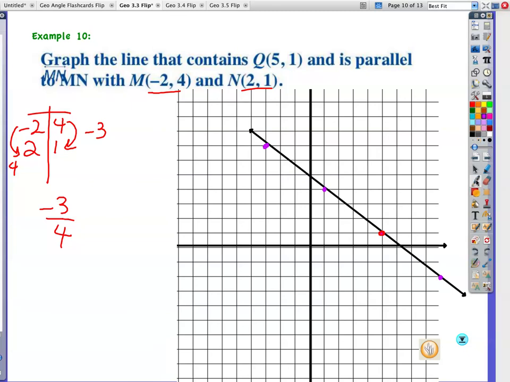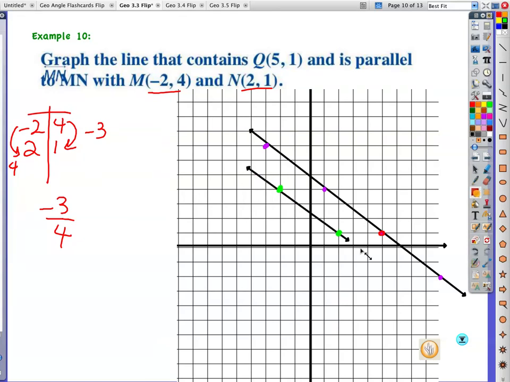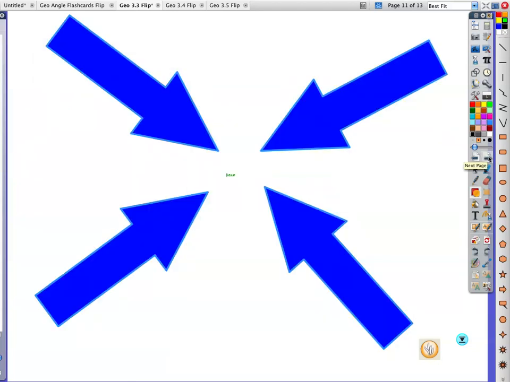Now, here's a quick check. You can kind of say you're done here, but I'm just going to put in, just because I'm a little curious, -2, 4 is right here, and I've got a point 2, 1. And if I were to draw a line through those 2 points, does it turn out that they are parallel lines? Yeah. Okay, so there's kind of a double check with that. Moving on. Oh, we're done.